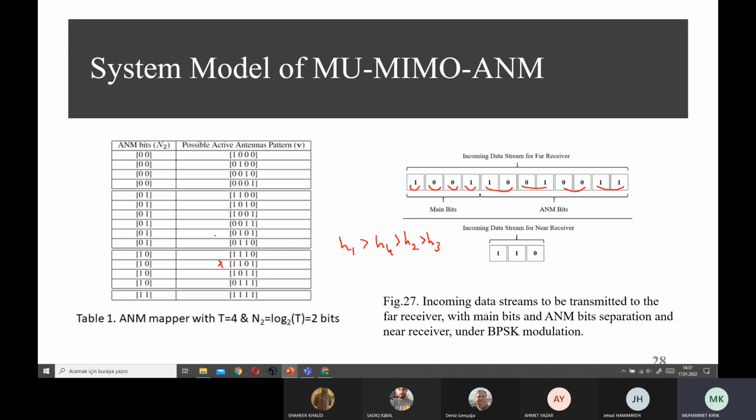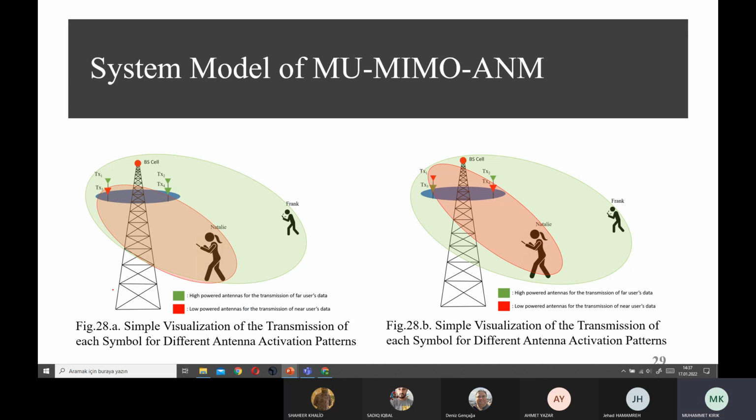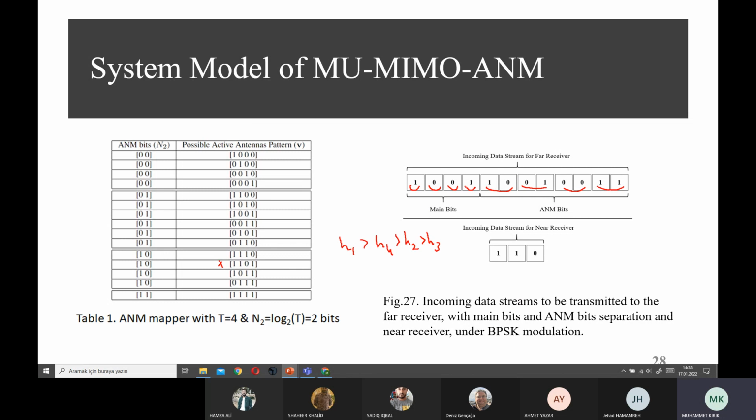So if we come here and look at figure 28A, as you can see, we are using the first one, the fourth one, and the second one to transmit the far user's data. But since the third antenna is offering the lowest channel capacity, we are using this to serve a near user that we named Natalie. And we can look at another example here.